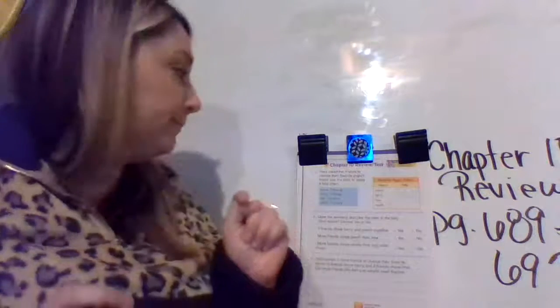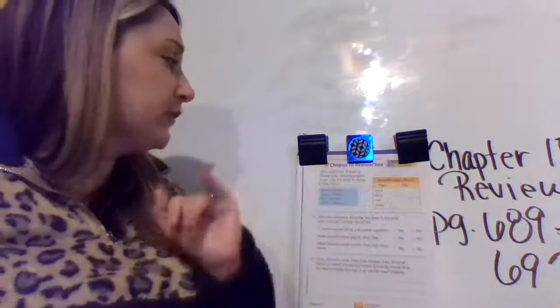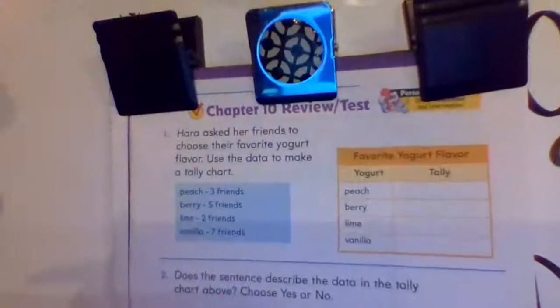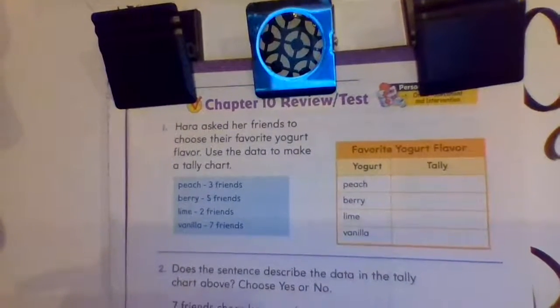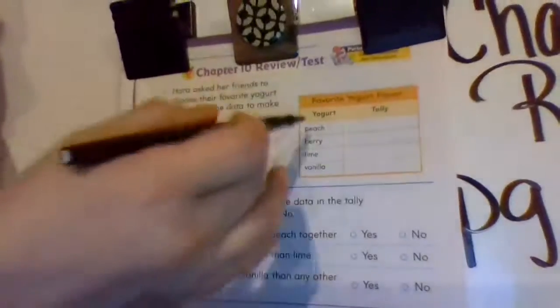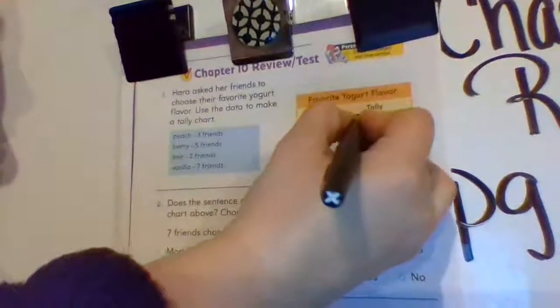So let's get started. It says, Hera asked her friends to choose their favorite yogurt flavor. Use the data to make a tally chart. So we have the data here, and we're going to tally into the chart. So taking a look, we have 3 friends who liked peach. I'm going to do 1, 2, 3.